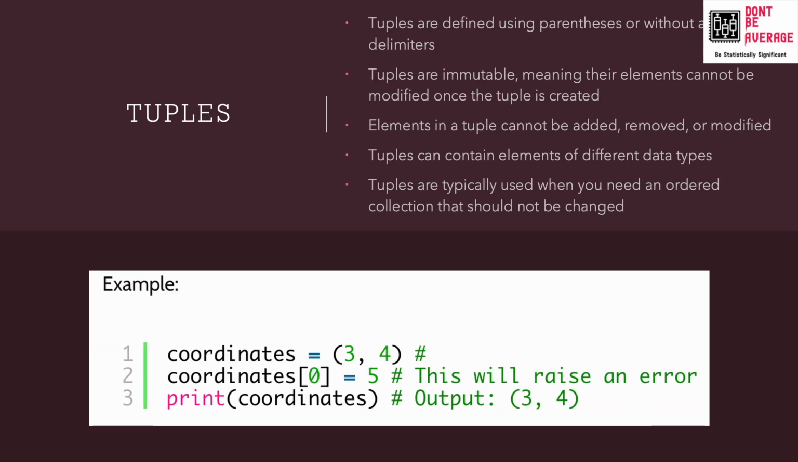Now, tuples are defined using parentheses or without any delimiters. Tuples are immutable, this is very important, which means that their elements cannot be modified once a tuple is created.